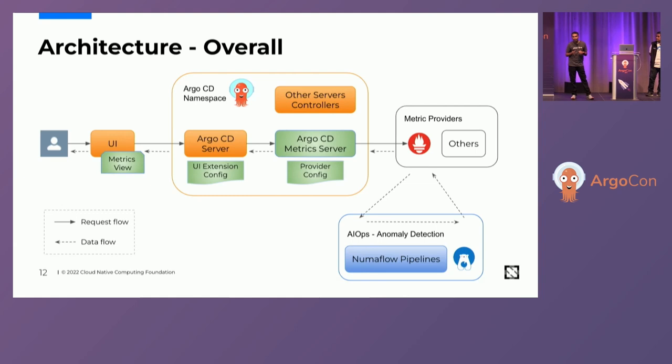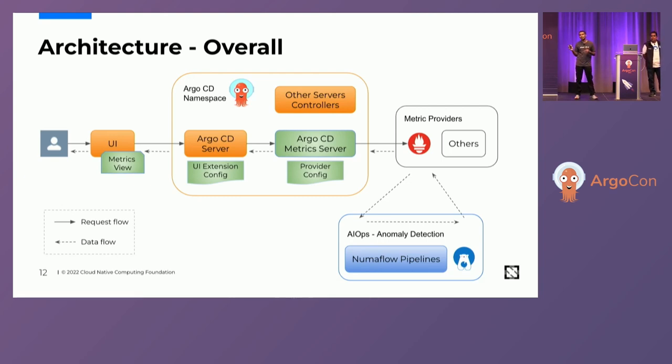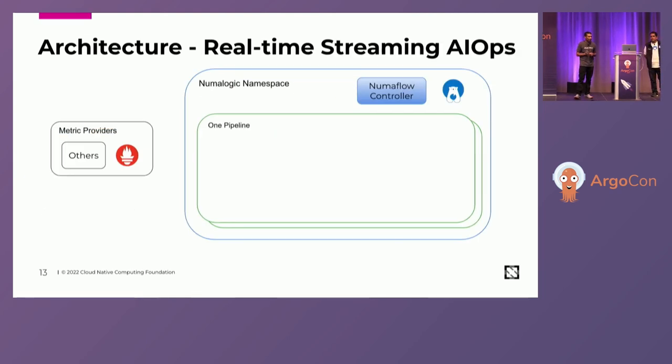This is a decoupled architecture, meaning to make any metrics available in Argo CD, all you need to do is make sure that the metrics are available in your metrics provider. This is how the AIOps system is able to give you the anomaly score. Totally decoupled, meaning it can write the score back to the provider, Prometheus, and you see it in the UI. Now, let me get a little more into the anomaly system, because that's a very interesting system, right?